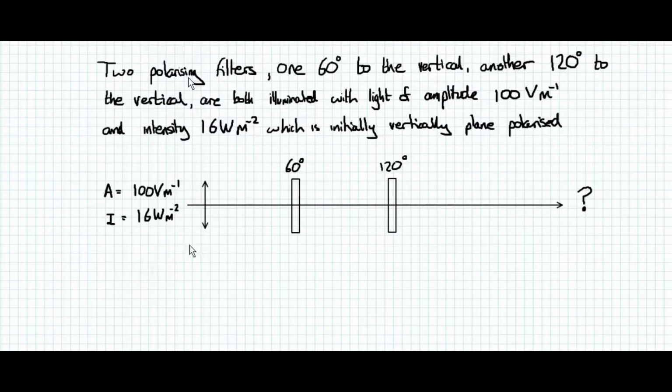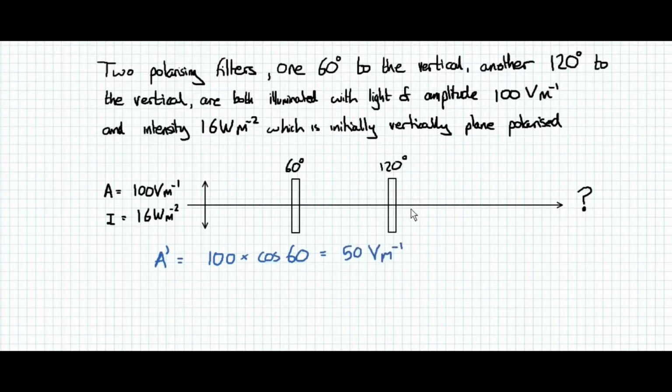Well, let's start with amplitude. As this electromagnetic wave passes through the first filter, the amplitude is reduced. It is reduced by a factor of cosine theta. So it goes from being 100 volts per meter to becoming, our new amplitude, 100 multiplied by cosine of 60. So our new amplitude is 50 volts per meter.